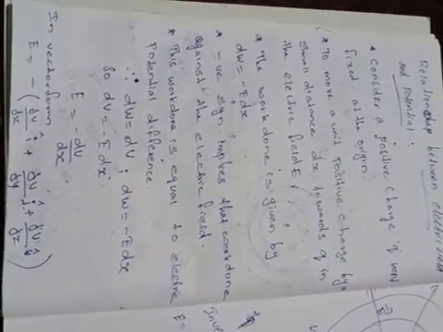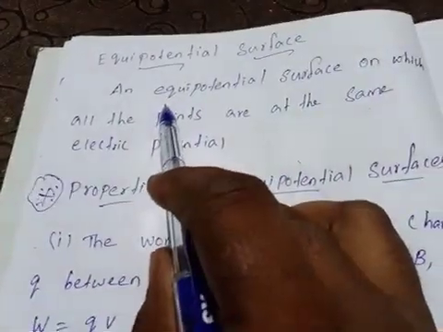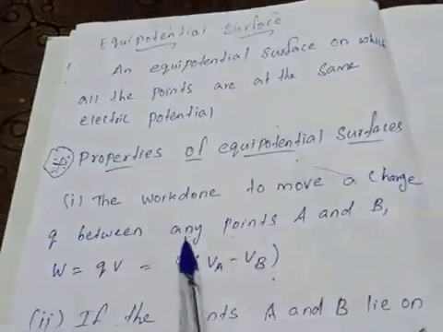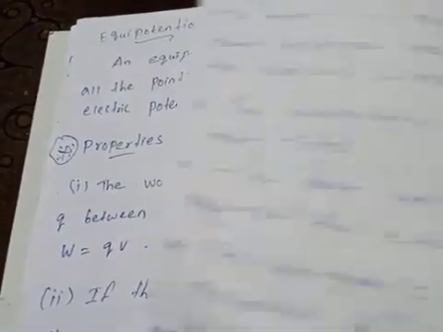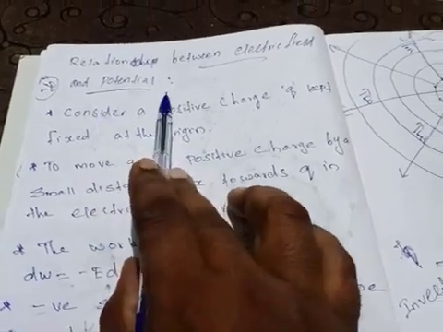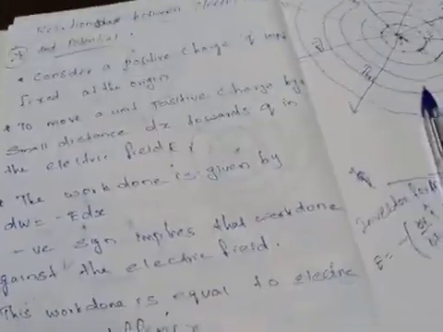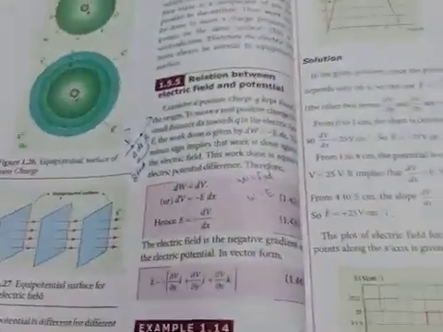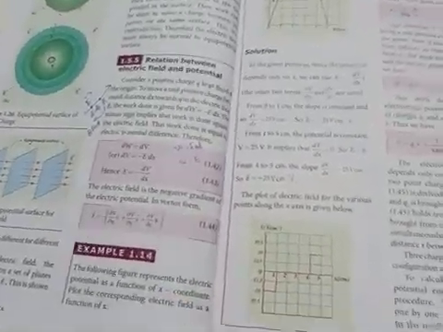Okay, and all of you take your notebook. This question is also one of the very important 3-mark questions in this unit. So today I have taken one important 2-mark question, equipotential surface; one important 3-mark question, properties of equipotential surface; and another important 3-mark question, relationship between electric field and the potential difference. Those who have the textbook, you can refer to page numbers 31 and 32.